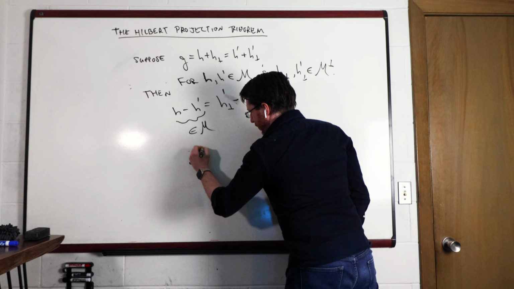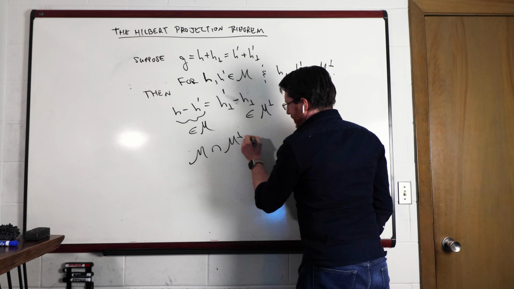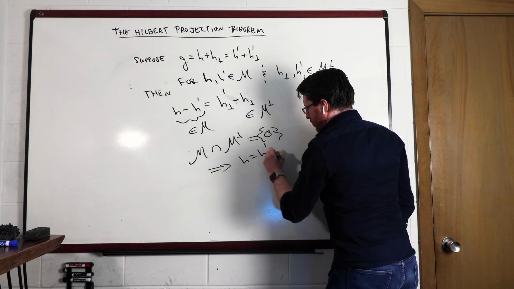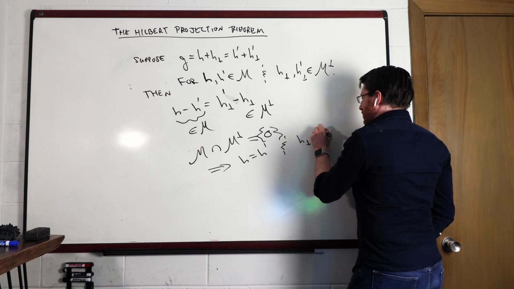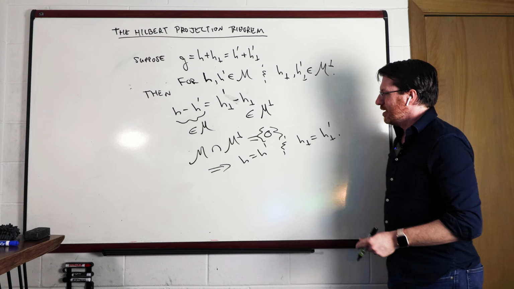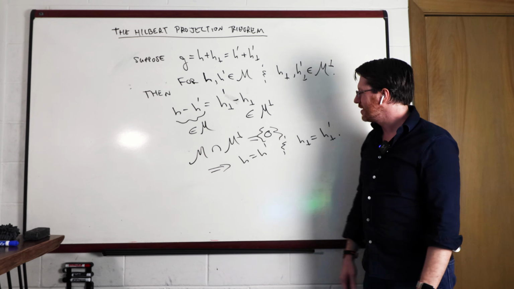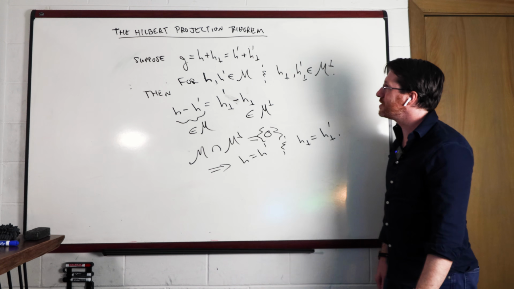The intersection of M with M perp is actually just the 0 vector, and so that tells us that h is equal to h prime, and h perp is equal to h perp prime, because this guy is inside of this, and this guy is inside of this, right? So there you go. That is the uniqueness of the decomposition, super easy to show. And that is the Hilbert projection theorem for a closed subspace. If we loosen the subspace to a closed convex set, then we actually keep most of the result with the exception of the decomposition of the Hilbert space. That's because of that averaging we had when we used the parallelogram law.